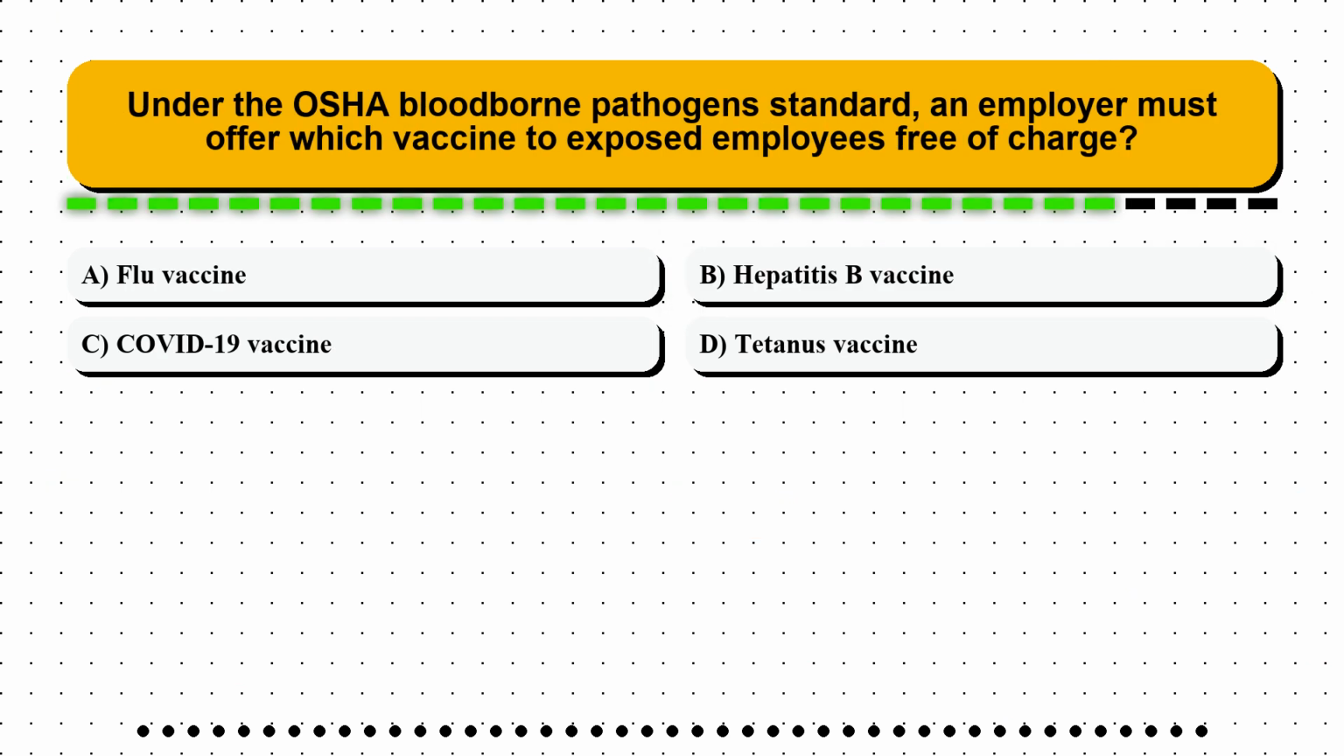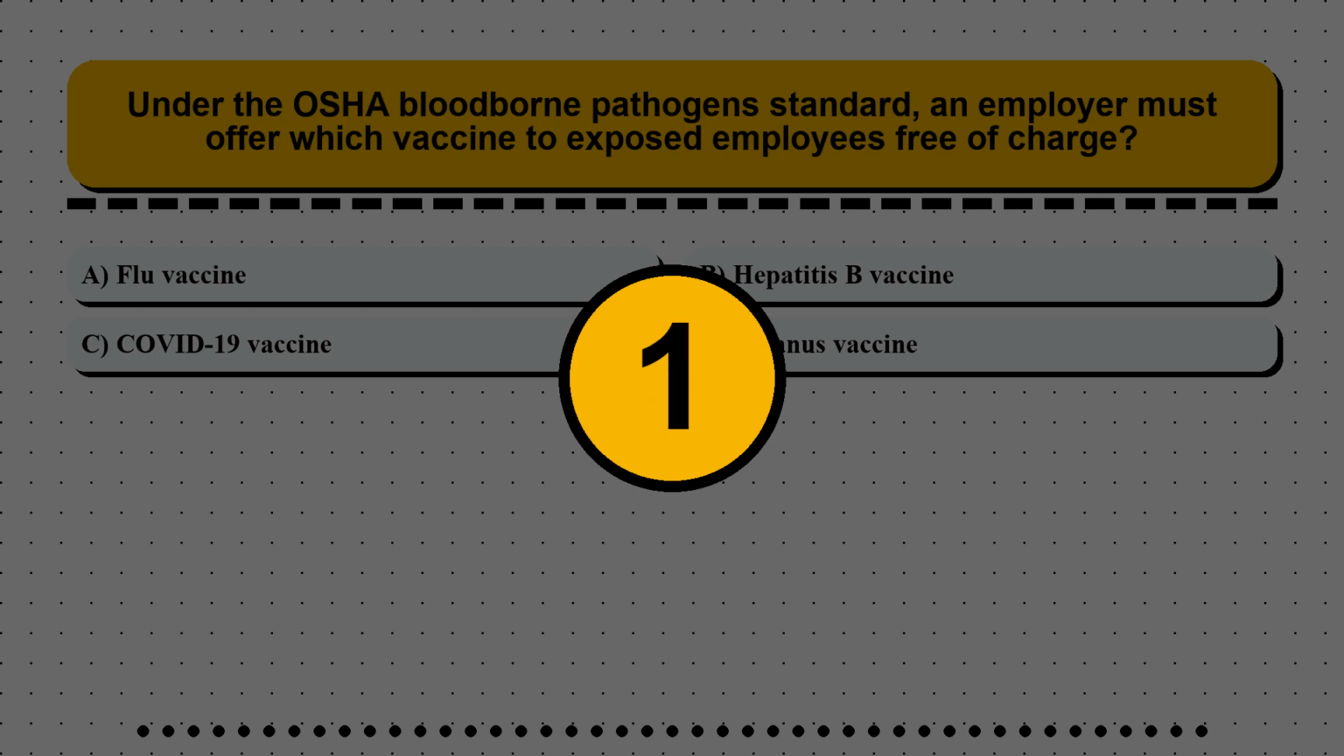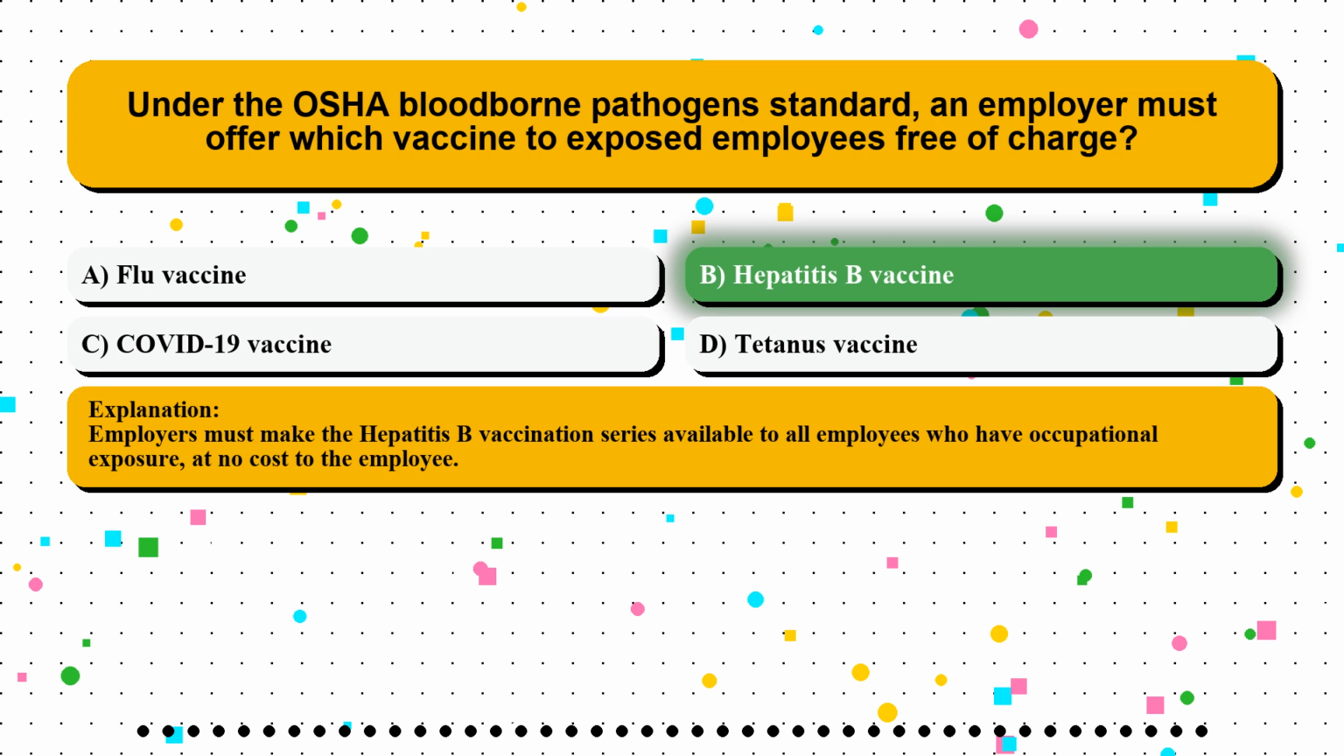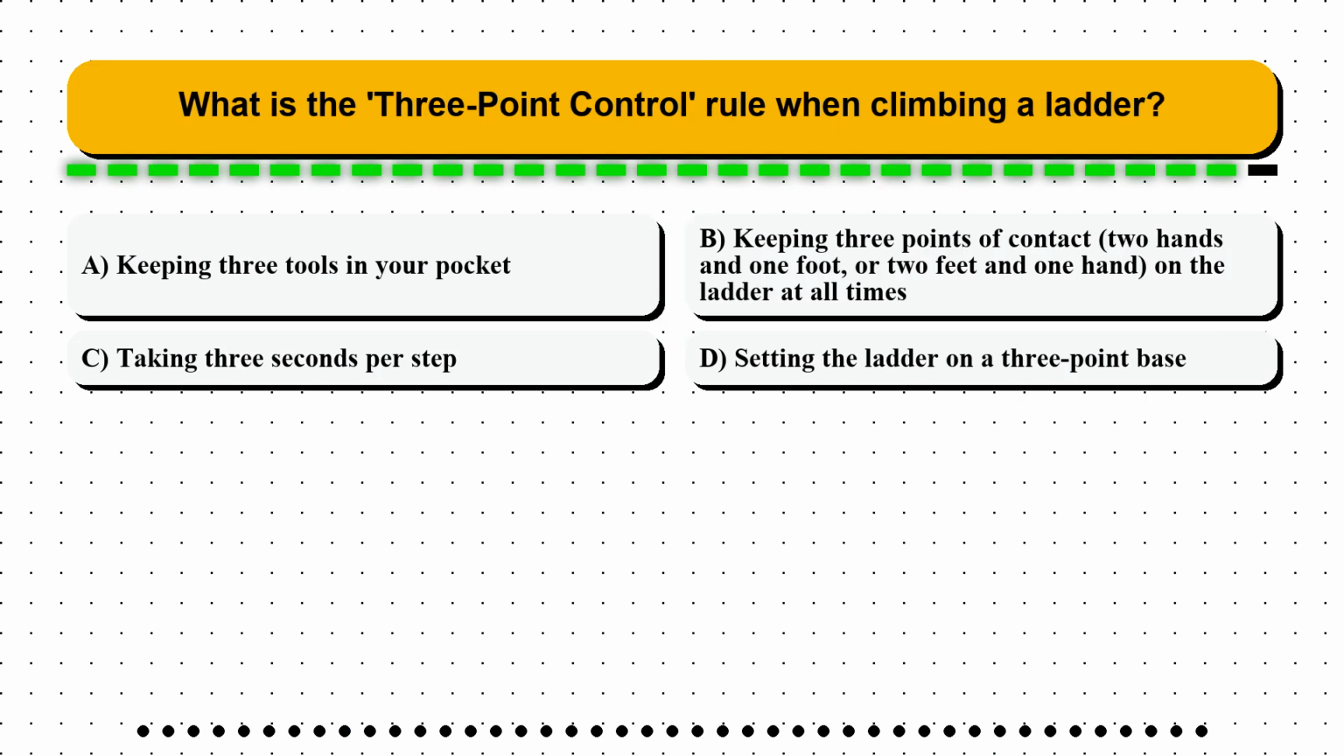Question 32. Under the OSHA bloodborne pathogen standard, an employer must offer which vaccine to exposed employees free of charge? Option A, flu vaccine. Option B, hepatitis B vaccine. Option C, COVID-19 vaccine. Option D, tetanus vaccine. The correct answer is option B, hepatitis B vaccine. Employers must make the hepatitis B vaccination series available to all employees who have occupational exposure, at no cost to the employee.